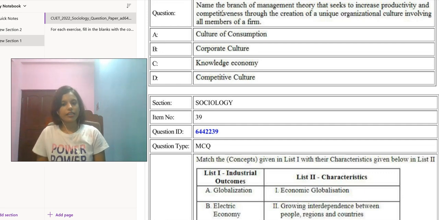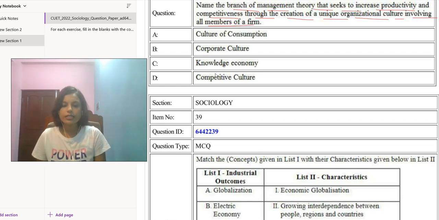Let's see what the next question is. Name the branch of management theory that seeks to increase productivity and competitiveness through the creation of a unique organizational culture involving all members of a firm. Now over here, we can say that the branch of management theory that does this is said to be corporate culture. That's very common nowadays. So yes, that's the answer. Moving over to the next, match the following question.